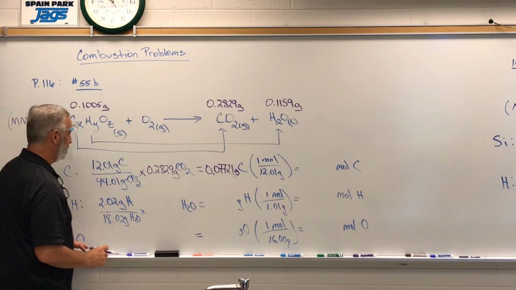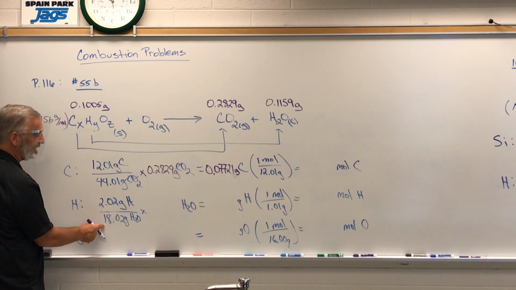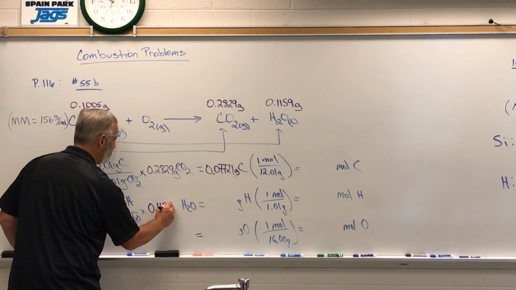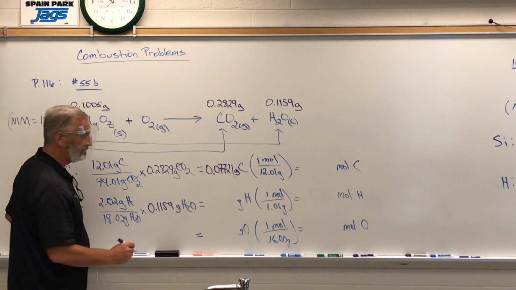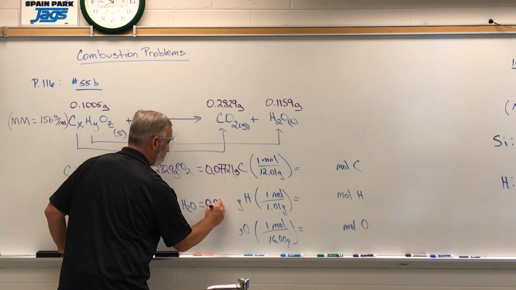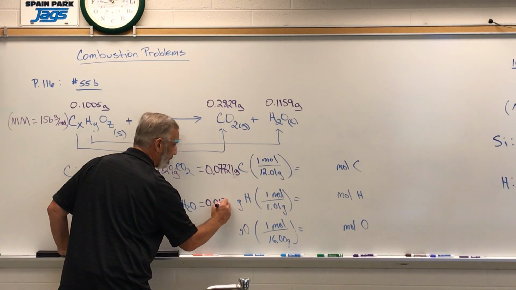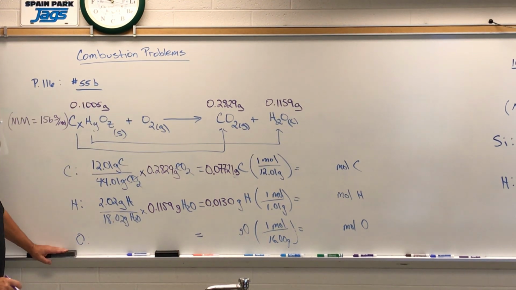Okay? And then do the exact same thing for the water, 2/18 times the mass of the water, 0.1159 grams of water, and that comes out to 0.0130 grams of hydrogen. And so then how do we get grams of oxygen?